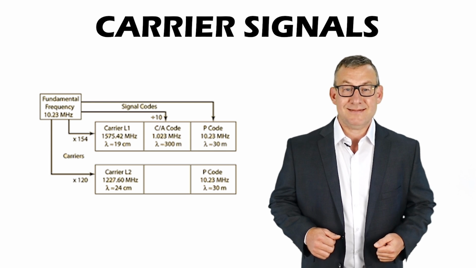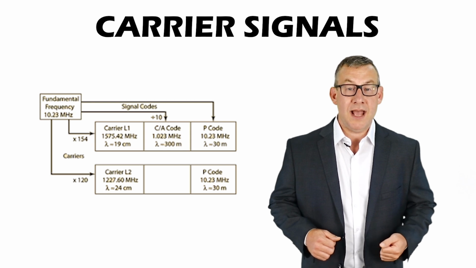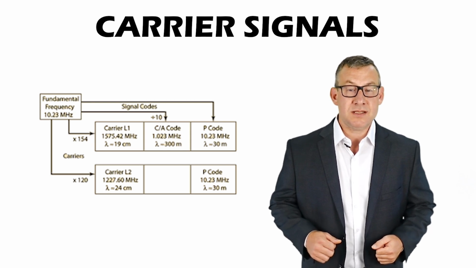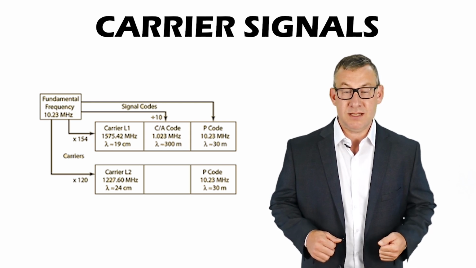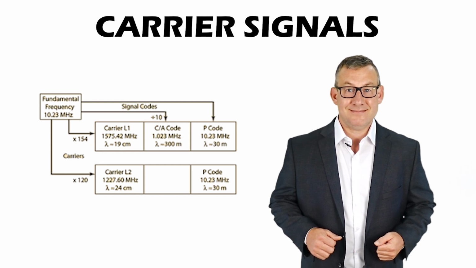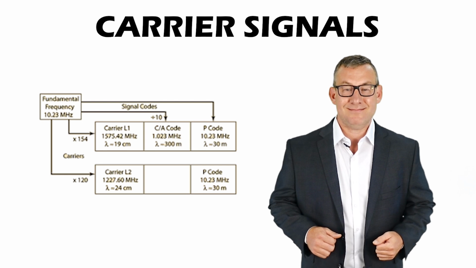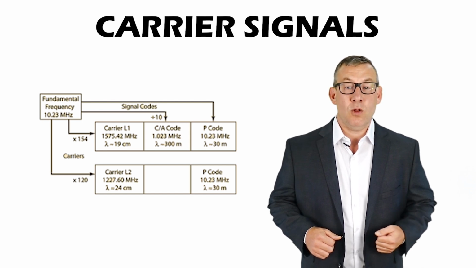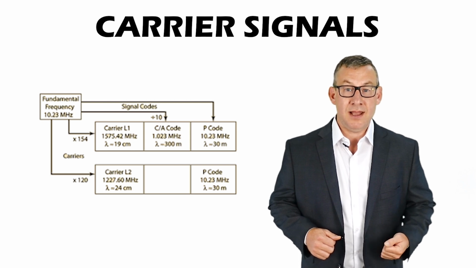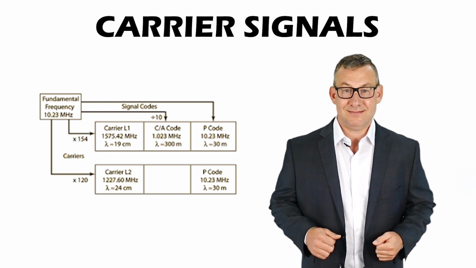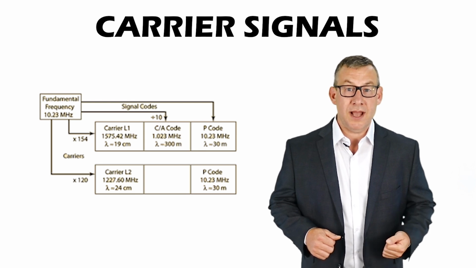Carrier signals. L1 and L2 bands carry most of the signals used by GNSS receivers. There are other experimental and secret bands. The L1 band carries the CA and P codes. The L2 band carries just the P code.